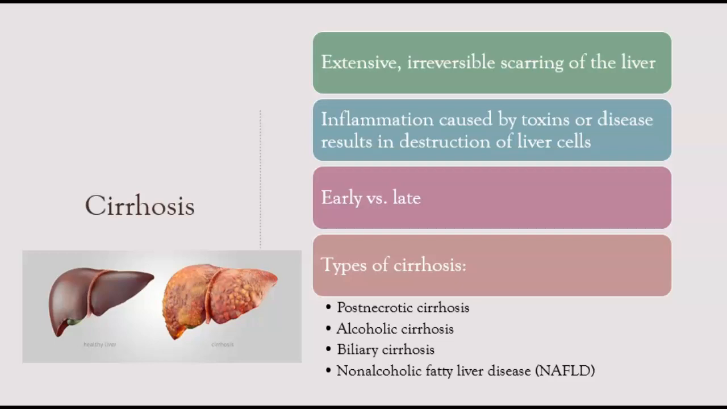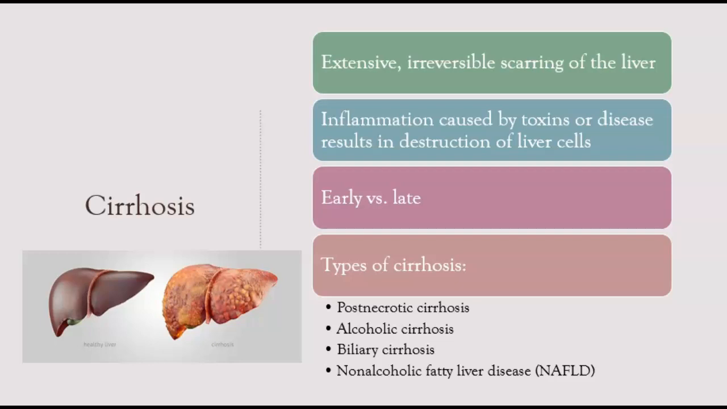Early in the disease, the liver will be enlarged and firm, and then later in the disease, the liver will shrink and become harder. There are different types of cirrhosis. There's post-necrotic cirrhosis, which is caused by viral hepatitis and certain drugs or other toxins. Hepatitis C is the most common cause of this type of cirrhosis and liver cancer in the United States.